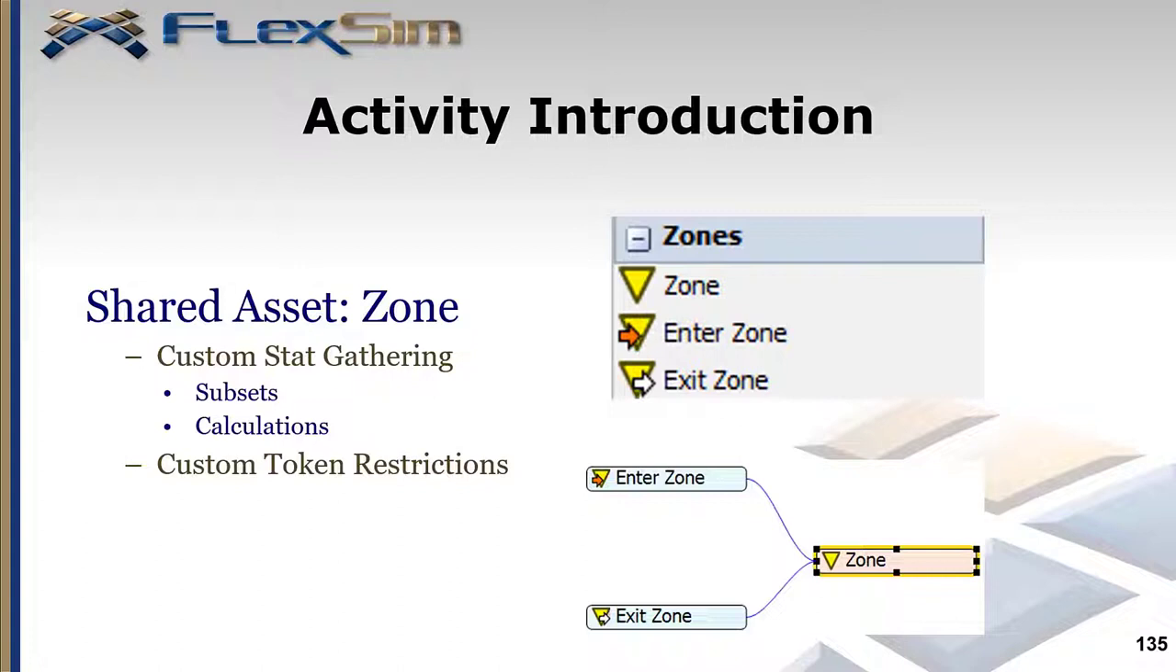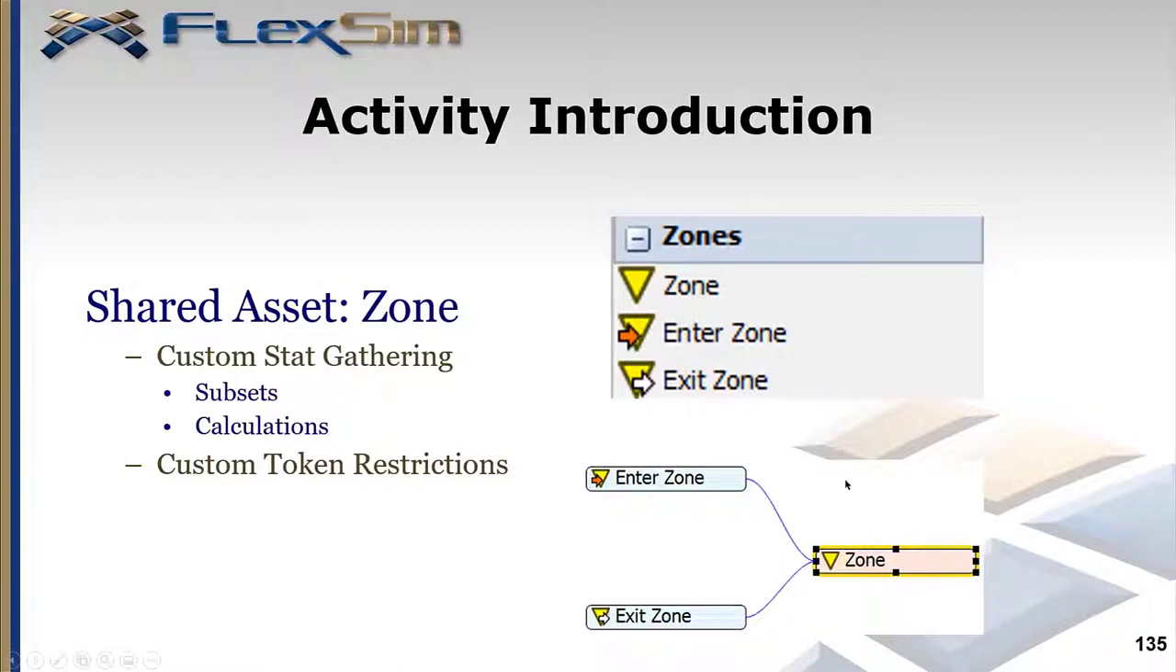And we use that similar idea to help us with a lot of stats gathering. Now, the way that the zone is similar to the resource is that it has accessing activities that allow tokens to utilize the zone. And we do that with an entrance and an exit activity, which are connected to the zone shared asset, so that tokens know that when they enter a zone, they're entering a particular zone, and when they exit a zone, they're exiting a particular zone.